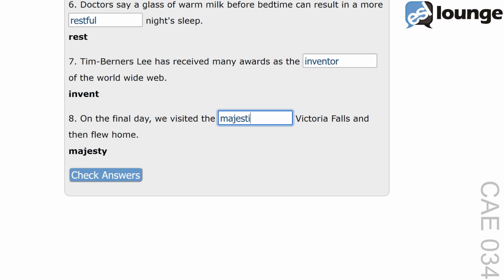Majestic is an adjective used to describe something that is grand and impressive in appearance. It often conveys a sense of grandeur and splendor. For example, the majestic mountains took our breath away.